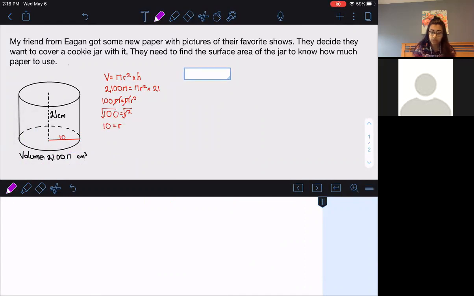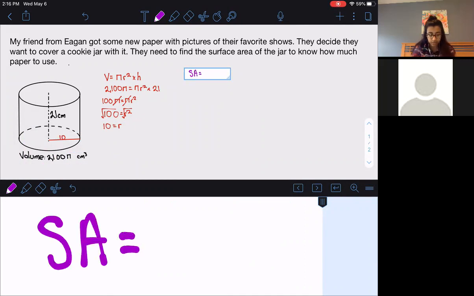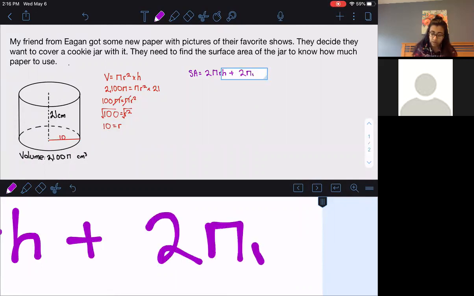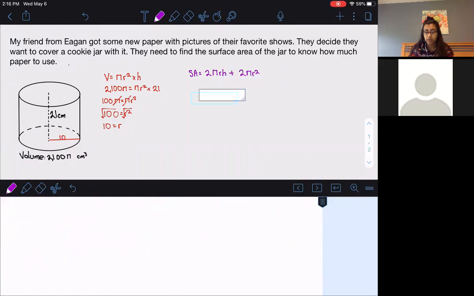The formula for surface area, if you recall, is surface area equals 2 pi r times height, plus, don't forget that addition, 2 pi r squared. Now let's go through where all this comes from. For the 2 pi r squared, we know the area of a circle is pi r squared. There are two circles on the jar, the top and the bottom. So that means we need to multiply it by 2.